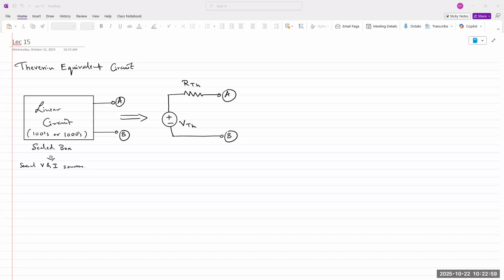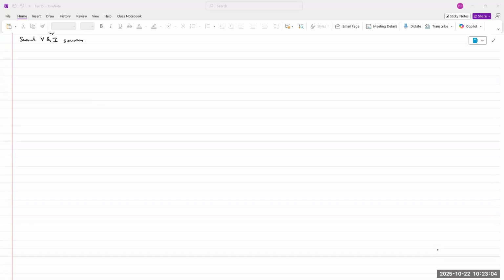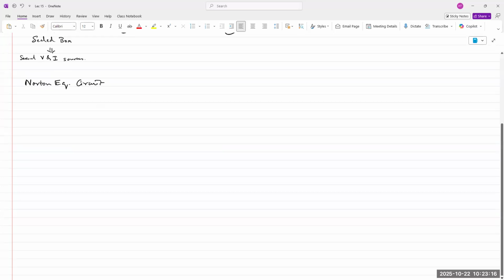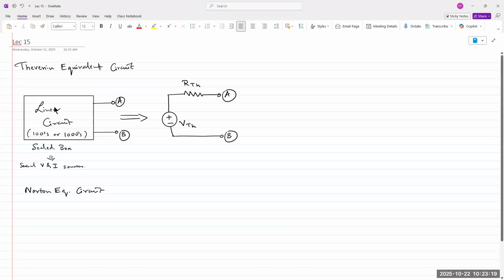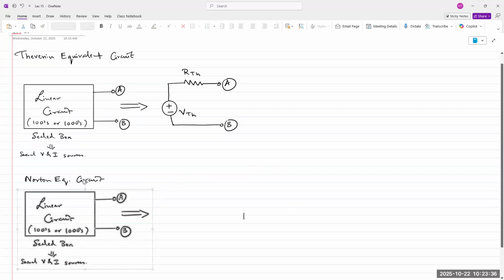Okay. And then we have the Norton equivalent circuit. The Norton equivalent circuit was based off of the Thevenin circuit. Essentially, what Norton postulated was that you could take the exact same circuit with, again, several sources, including voltage as well as current sources, and you could represent it as a single current source.